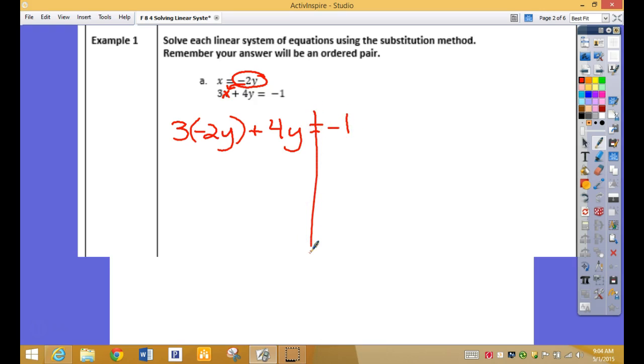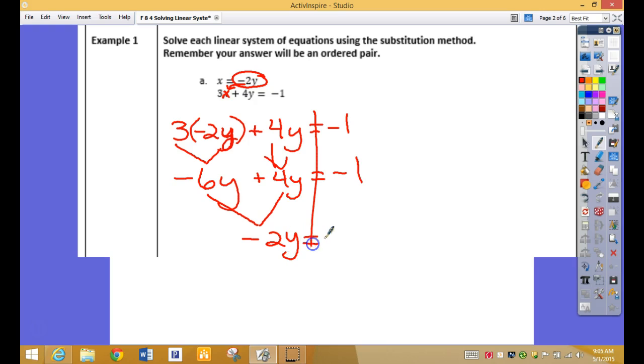All right, what do I need to do first? Multiply. Multiply what? Exactly. 3 times negative 2 is? Negative 6. And it's a negative 6 what? Y. We have negative 6y, bring down our plus 4y, equals negative 1. Now we can combine like terms. This is what we started with yesterday. A negative 6y and a positive 4y gives me? Negative 2y. Negative 2y equals a negative 1.